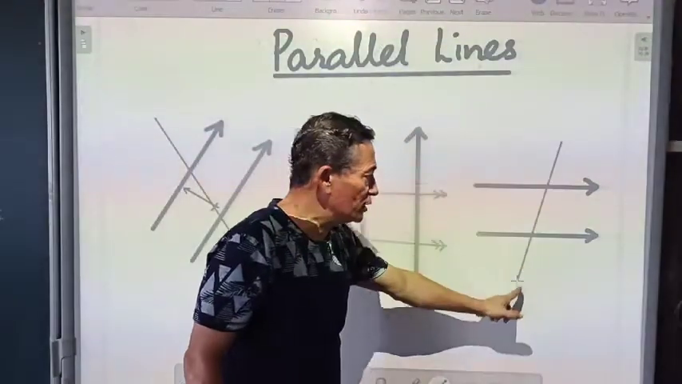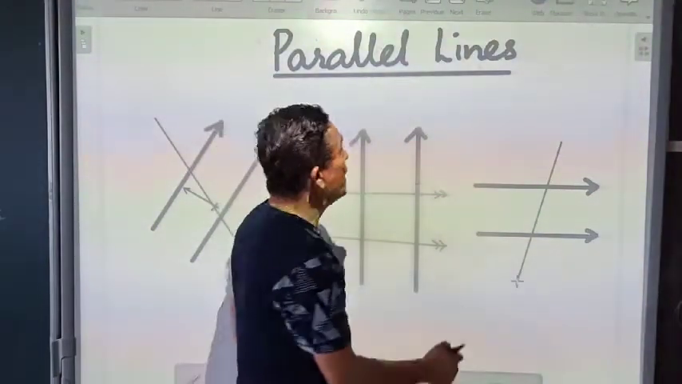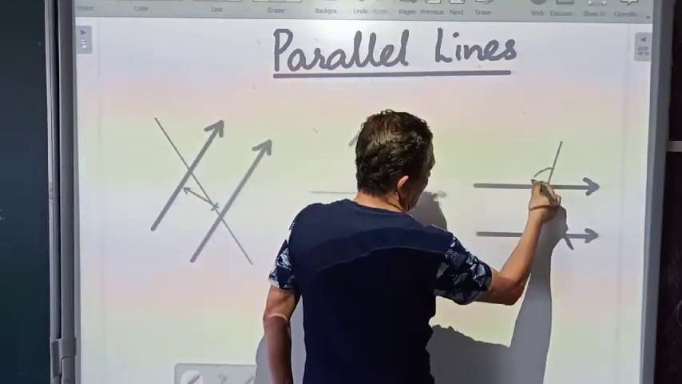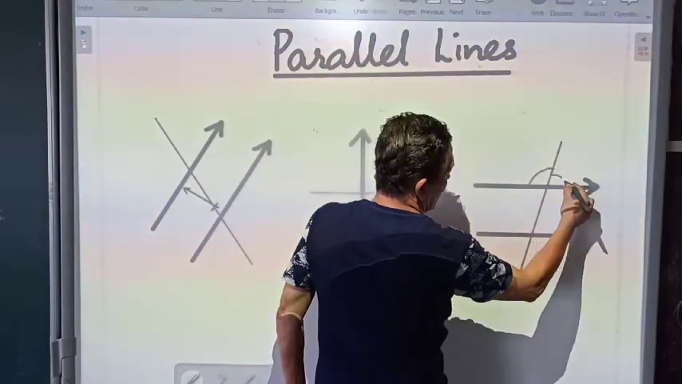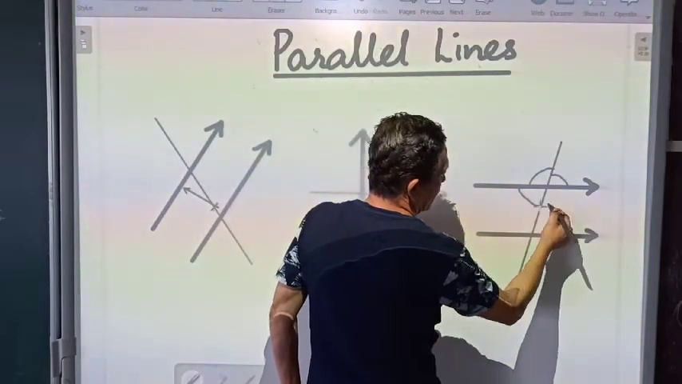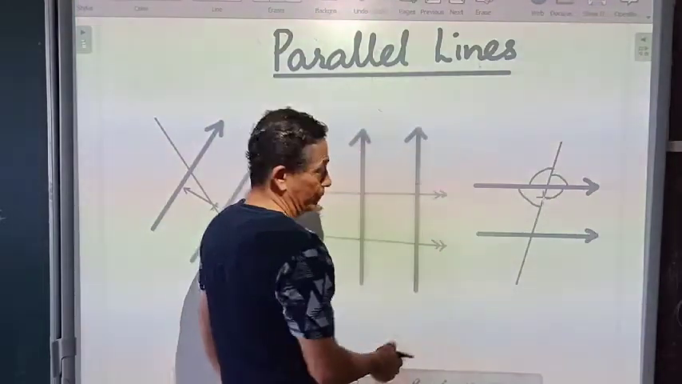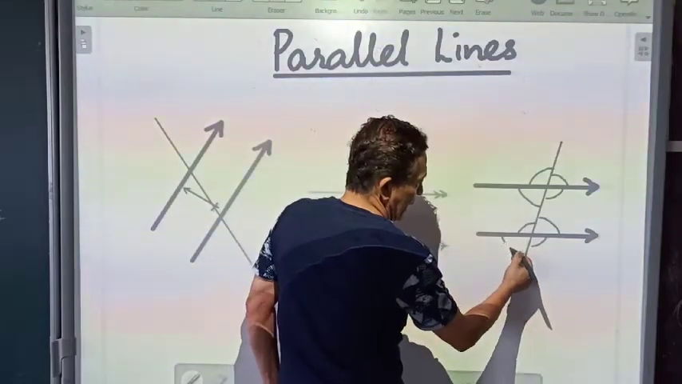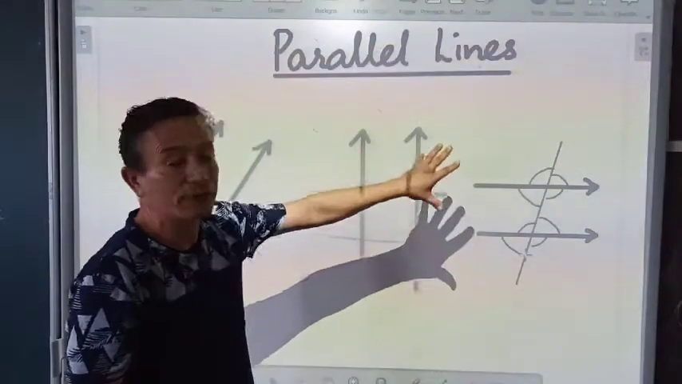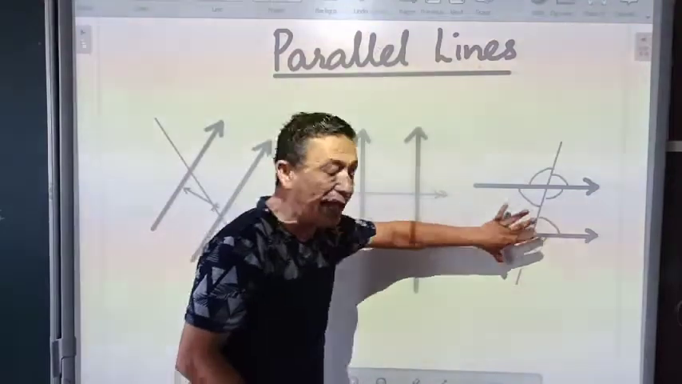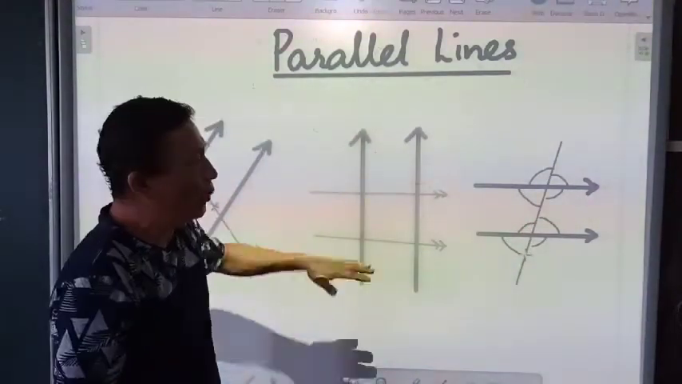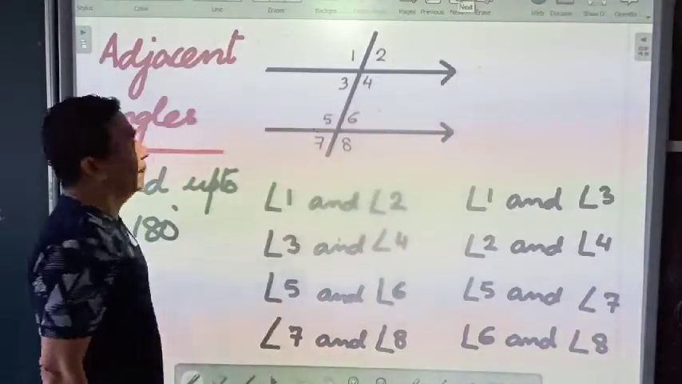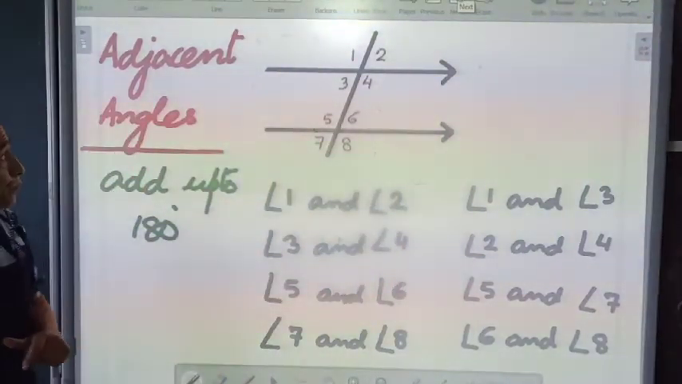When a transversal crosses these lines, there are many angles which are formed. For example, you can see one angle here, another angle formed here, a third angle here, a fourth angle here. This could be a fifth one, sixth one, a seventh one, and an eighth one. So you could have different angles being formed there. Now let's look at the first type.